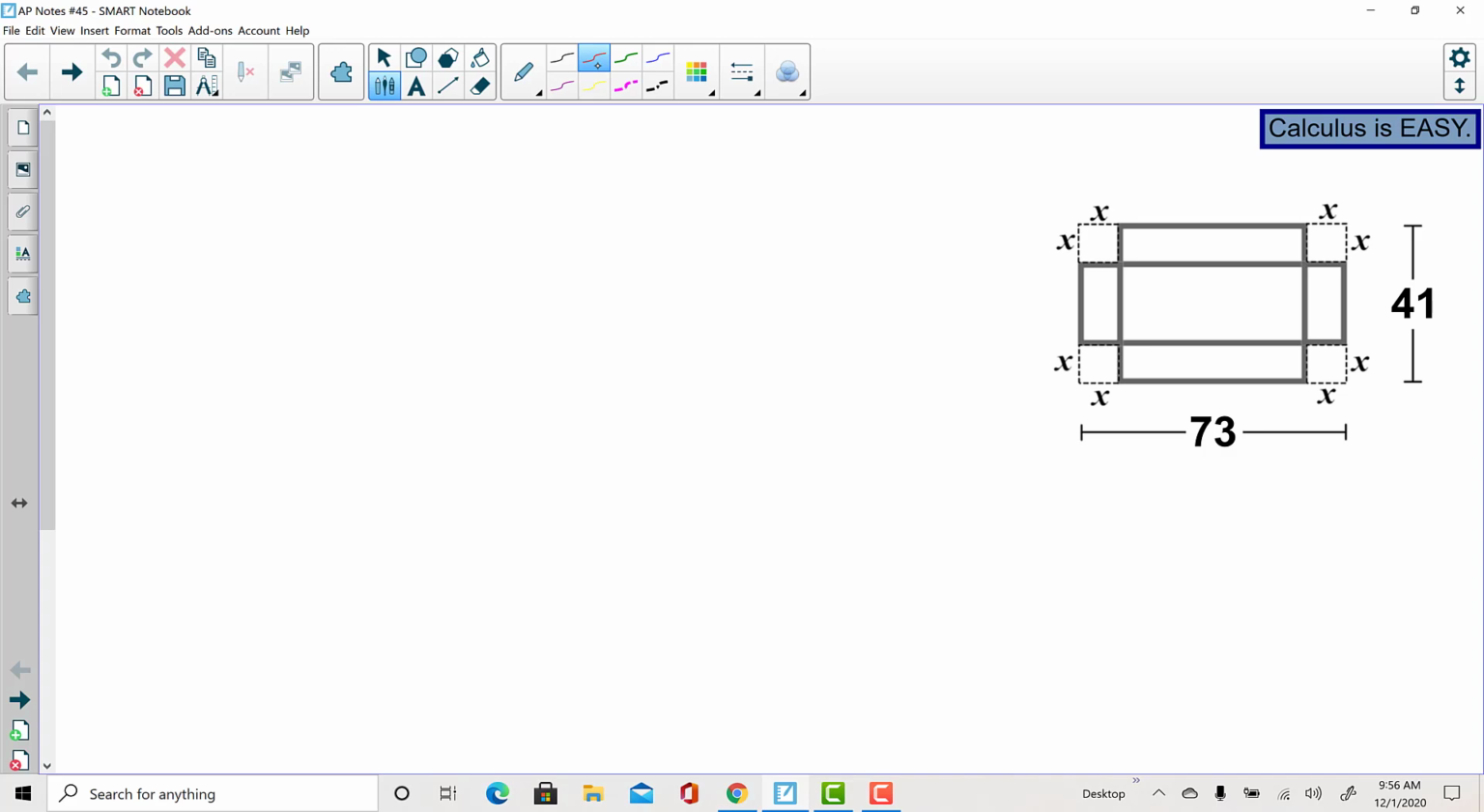Okay, today we're going to look at optimization. So we're going to try to maximize something or minimize something. So these will be real life examples. And the example we're going to do today is just making a box. Our box does not have a lid, it just has the bottom and it has 4 sides.